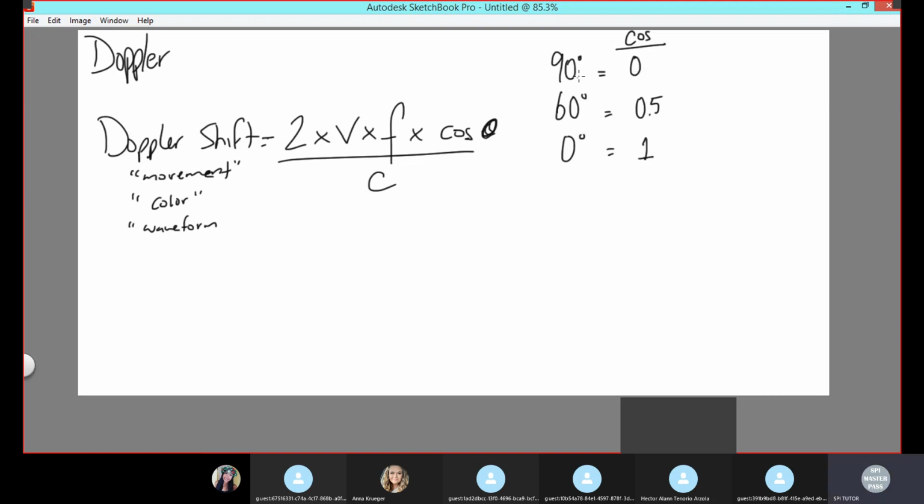Okay, so your job is to remember that 90 is 0, and that 0 degrees is 1, and 60 is in the middle. And if they're all 0.5 of each other, then you'll remember that 60 degrees is 0.5. So know these 3 angles. All right. It's very important to know them because it gives you a place to start.